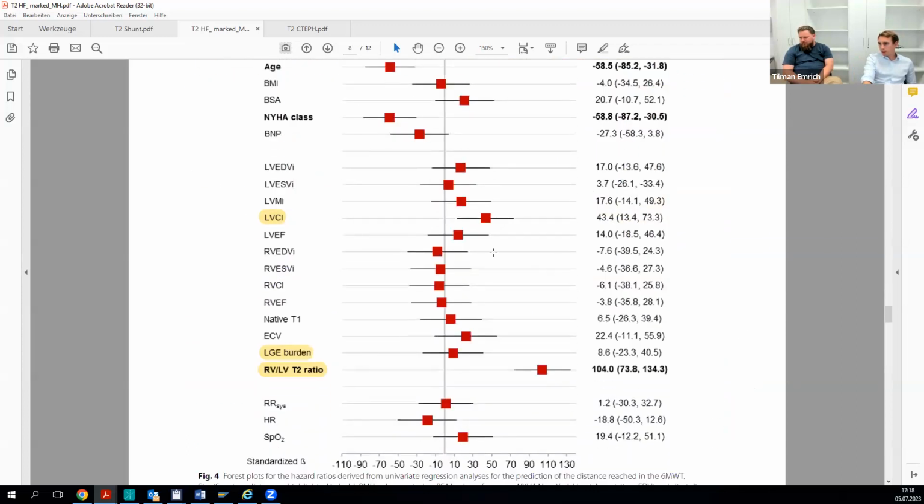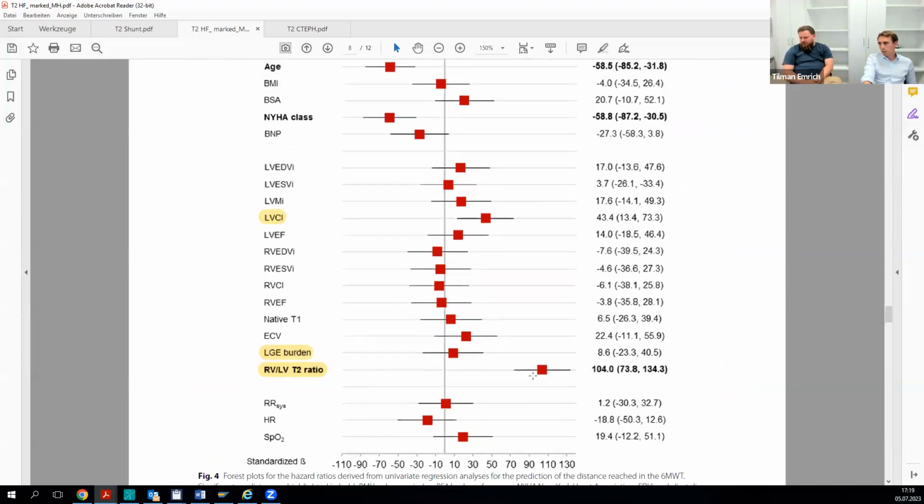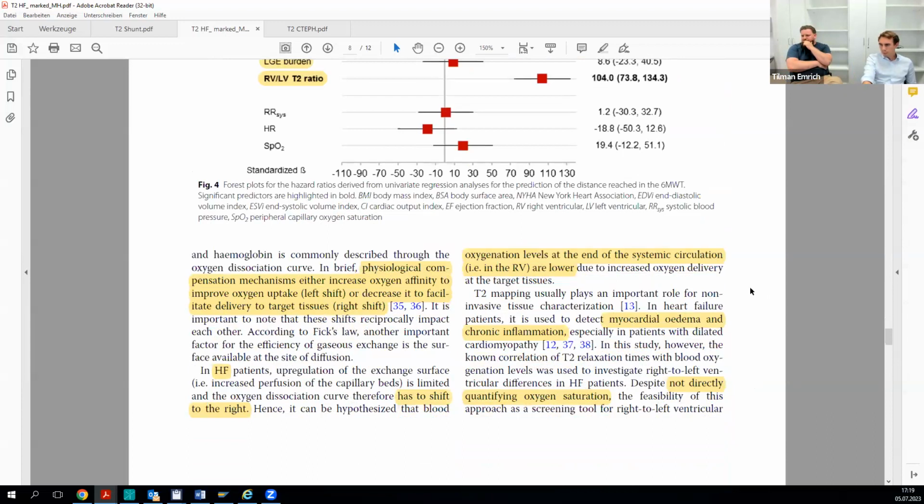So this is something that we've already said. The RV/LV T2 ratio predicts exercise capacity in these patients. So then we have to think about why is that, and that is something that I've already touched on in the beginning. It's basically the hypothesis that the oxygen affinity curve has to shift to the left if we want to improve oxygen uptake, or shift to the right if we want to improve delivery to target tissues.